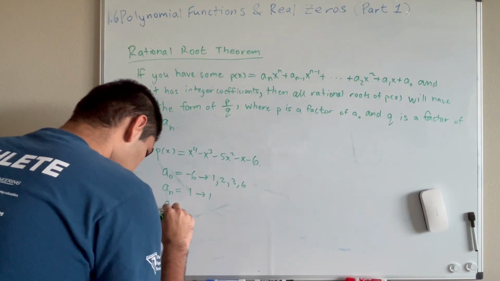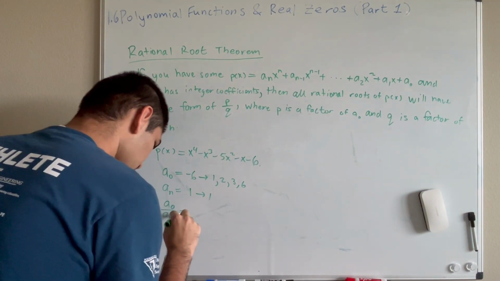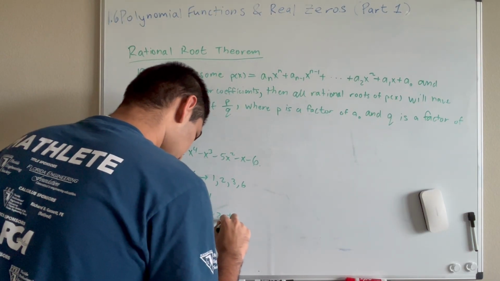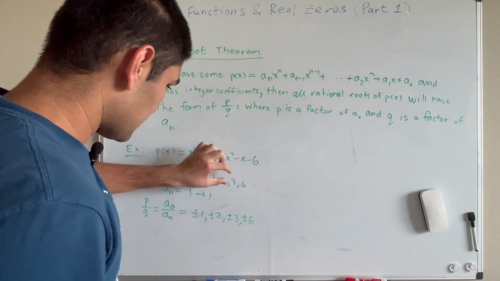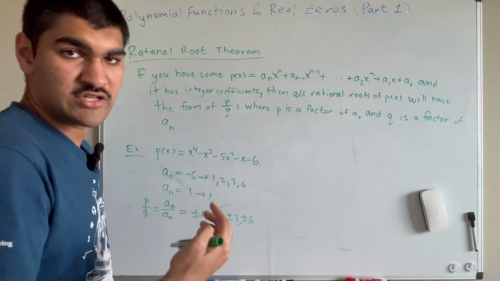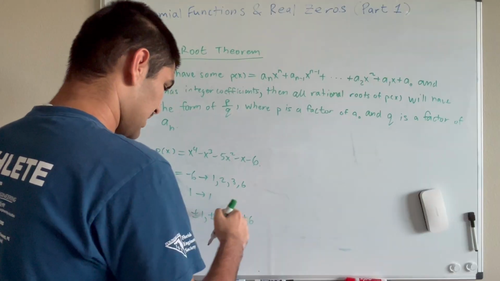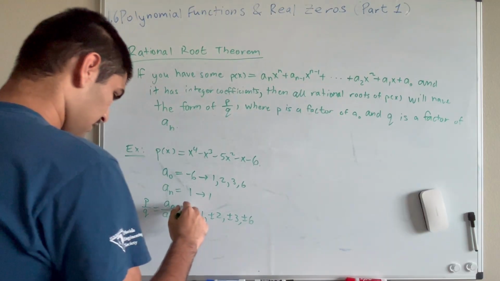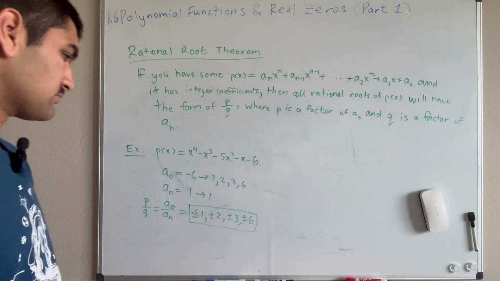And so if we do a0 over an, which is essentially p over q, this will give us plus or minus 1, plus or minus 2, plus or minus 3, and plus or minus 6. So essentially, you take each of these numbers and put it over this number. But here, plus or minus 1 over 1, anything over 1 is just itself, so that's why I didn't write that. But let's say you had more than one number here, you just keep writing all these numbers over those numbers. Okay, but yeah, this is all the possible rational zeros of p of x.